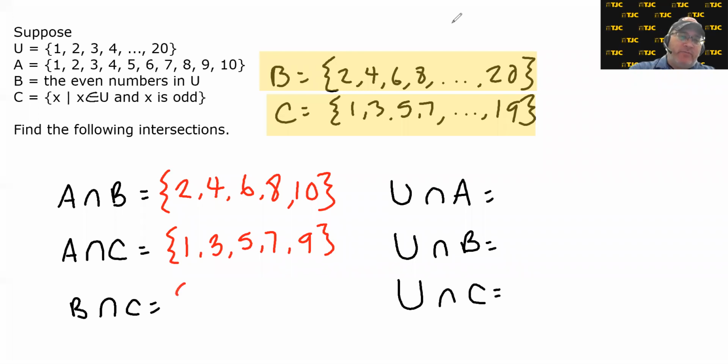So let's open up a set. What should I write in it? Nothing, because they have nothing in common. So as soon as I open it, I can close it. Their intersection is empty.